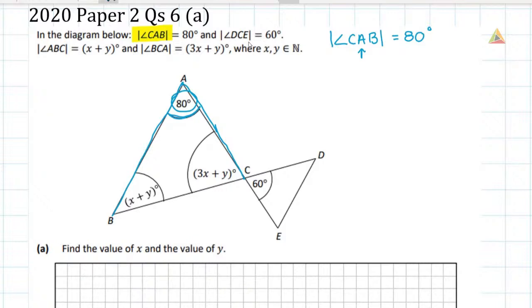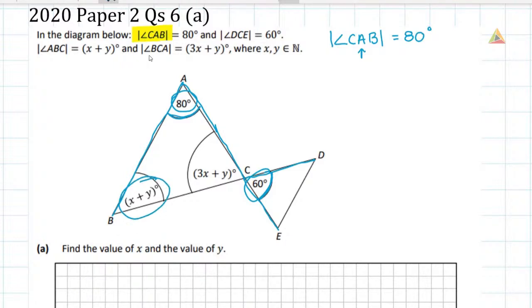And the size of the angle that starts at D and goes to C and goes to E. So we're starting at D and we're going to C and we're going to E, and it tells me that that's 60 degrees. So they're the two angles that I know in size, 60 degrees and 80 degrees. And then the other angles are going to be given to us in terms of letters. So the size of the angle that starts with the letter A, moves to B and goes to C is equal to x plus y degrees. So that's marked here, x plus y degrees.